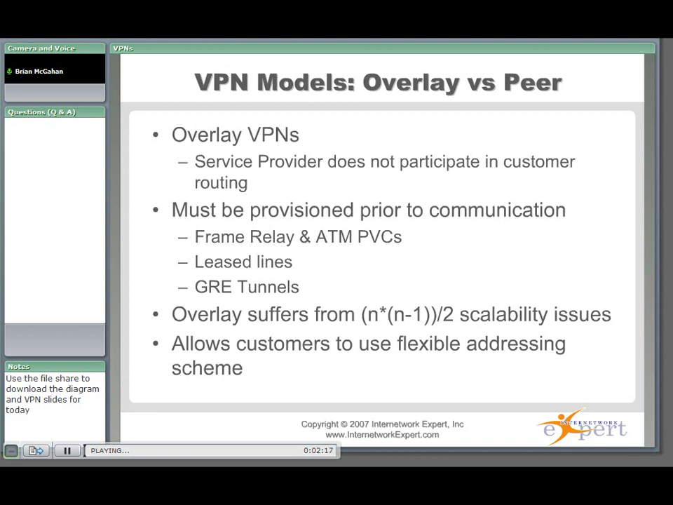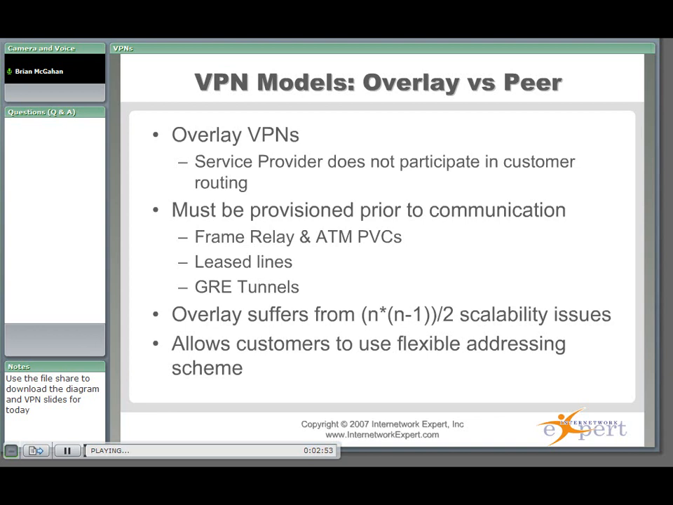Now, one of the design problems with an overlay VPN model is that it doesn't scale very well because as the number of connections are added to the customer network, you're going to need a full mesh of manually specified or manually provisioned tunnels in the service provider network in order to get connectivity. Now, there are some workarounds for this, like hub and spoke frame relay or hub and spoke ATM or ATM SVCs. But generally, you still have that scalability issue where it's going to be a lot of manual provisioning in order to get new customer sites added to the overlay VPN.